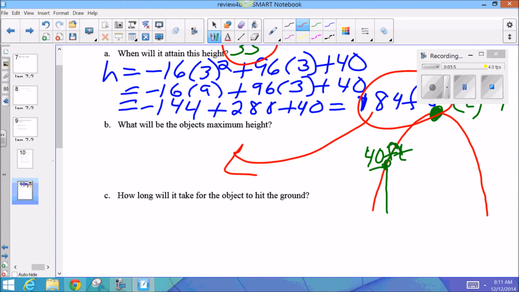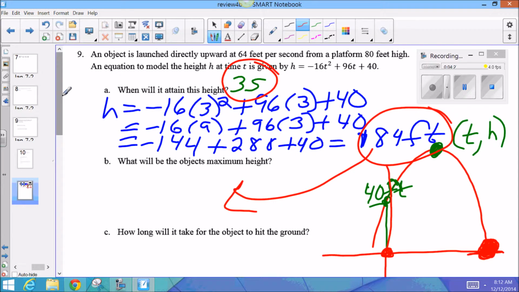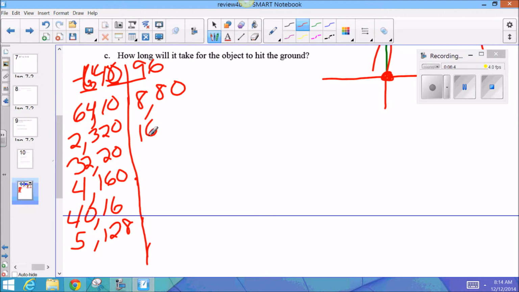Question C, how long will it take to hit the ground? So we're looking for this point over here. Okay, that's the time of the x-intercept because the ground is at height equals 0. Okay, so this is an x-intercept over here. Let's see if this equation is factorable. I'm starting to think that this is not factorable. Let's use quadratic formula.